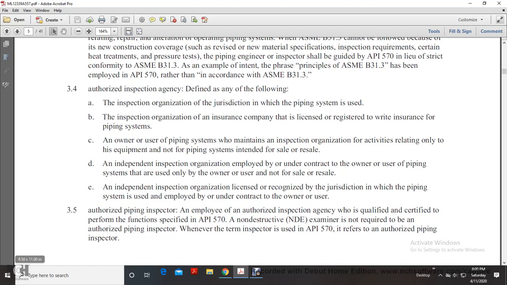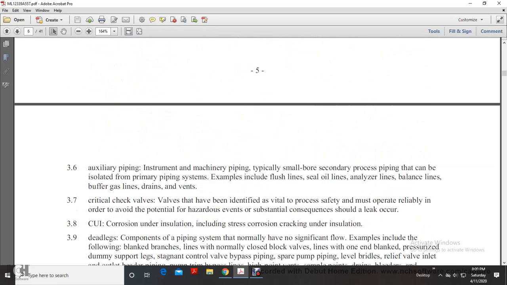Authorized piping inspector: an individual employed by an authorized inspection agency who is qualified and certified to perform the functions specified in API 570. A nondestructive examiner is not required to be an authorized piping inspector. Whenever the term inspector is used in API 570, it refers to an authorized piping inspector.